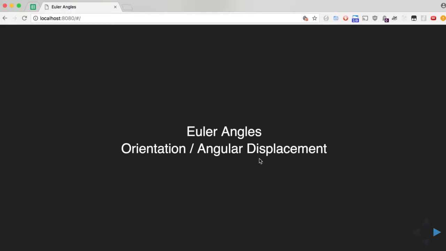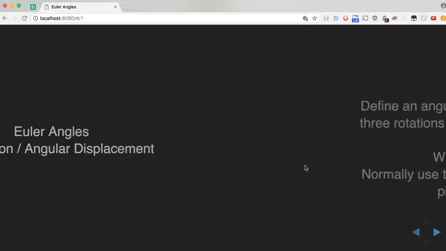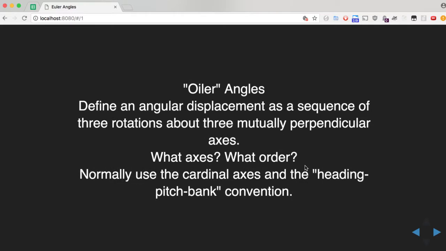Today we're going to be looking at Euler angles, yes, that's Euler, not Oiler, and how they play into orientation and angular displacement. As you'll recall from the previous episode, you can use matrices, which is 9 different numbers, to represent orientation. With Euler angles, we only need 3, about 3 mutually perpendicular axes.